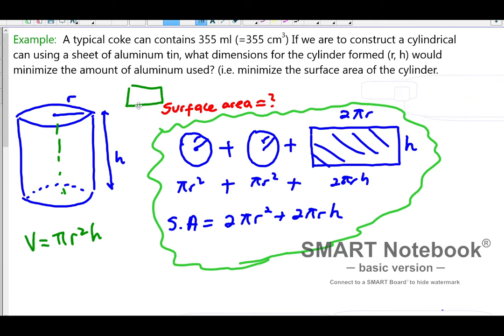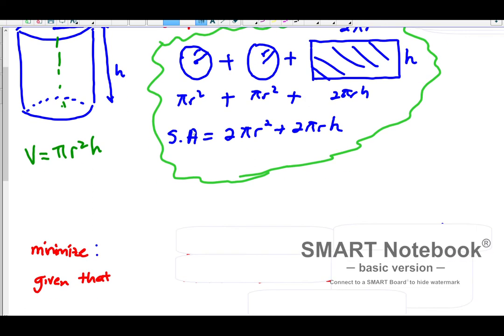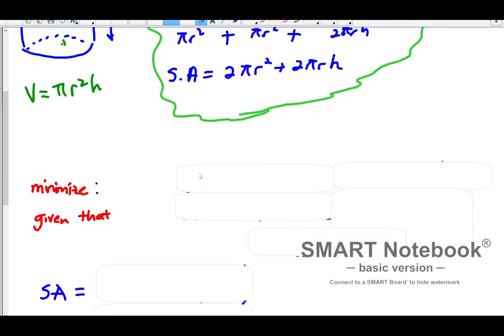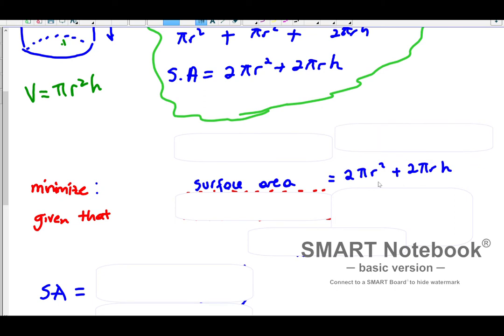So for this question, if we want to use the least amount of aluminum to create the can, we need to minimize the surface area, given volume is equal to 355. So let's write down what's given and what we're supposed to determine. Minimize the surface area, and the surface area formula we just got, 2 pi r squared plus 2 pi r h. Given that volume equals 355, and remember volume is pi r squared h, and that's equal to 355.